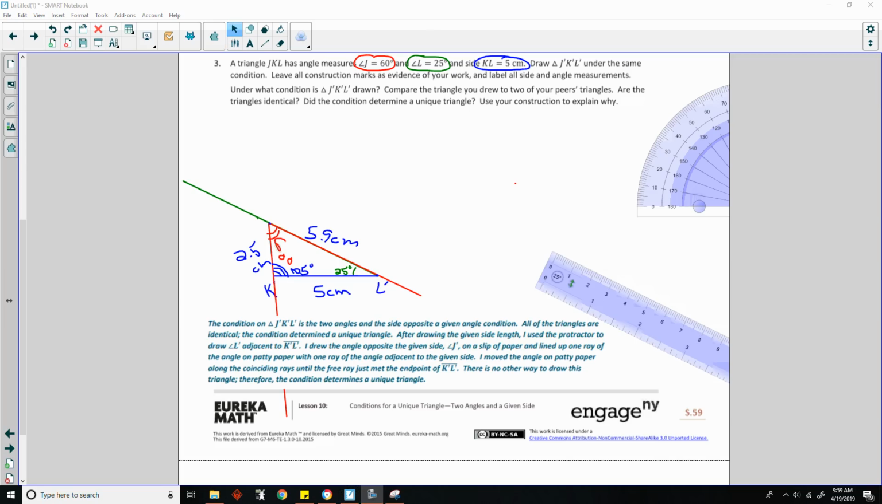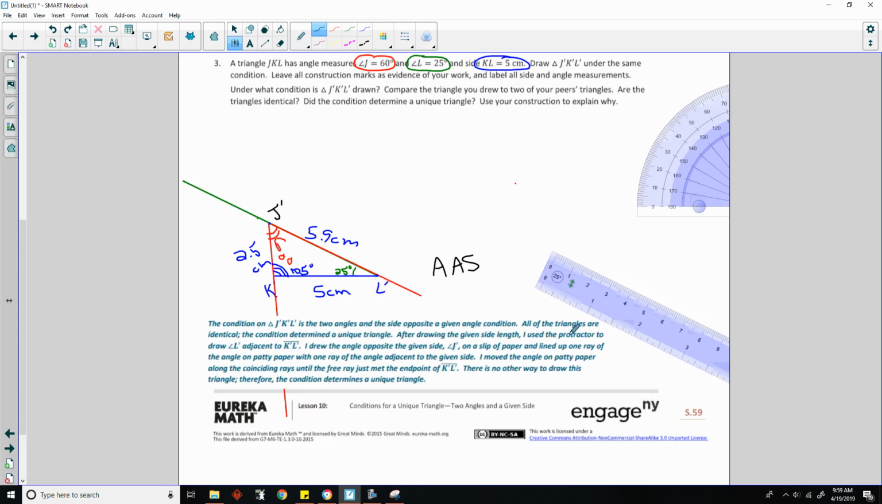Okay, so the condition on triangle J prime, K prime, L prime, this is J prime, is the two angles and side opposite a given angle, which is angle, angle, side. All of the triangles are identical. The condition determines a unique triangle.